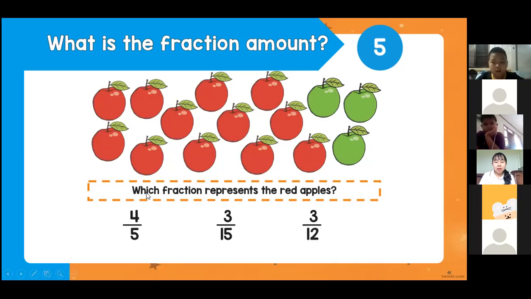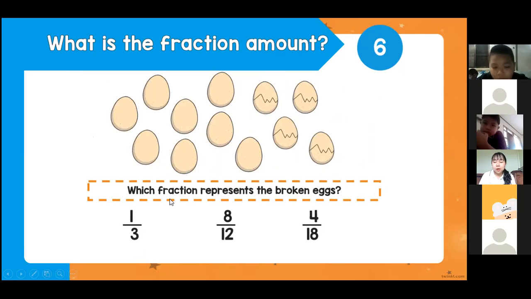2/3. Next. Which fraction represents the red apple? Red apple. We have 12 red apples out of 15. 3/15. Let's see. Are you sure? That's not correct. Red apple. 4/5. That is correct.